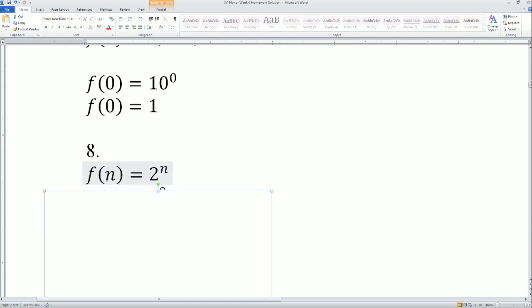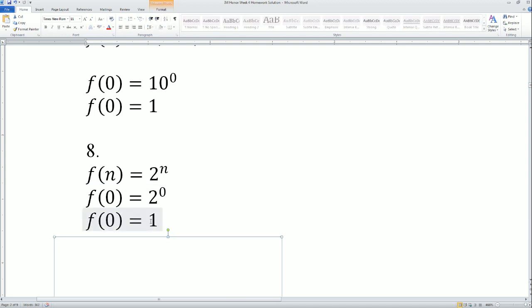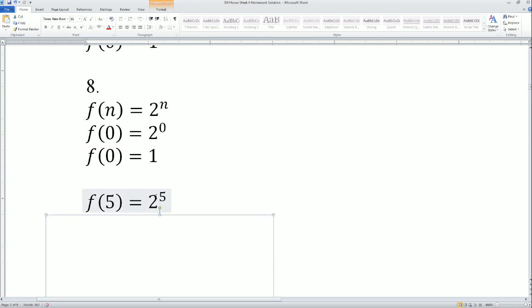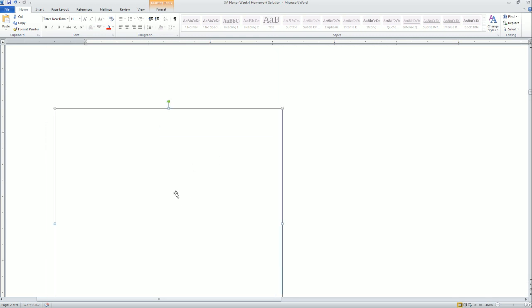Let's look at 9. Function of n is equal to 2 to the n. You're plugging in 0 here for the exponent. Anything to the 0 power is just 1. So function of 0 is equal to 1. Next, function of 5 is equal to plugging in 5 here for the n value. So 2 to the 5th power is 32. So we say the function of 5 is equal to 32. There you go.